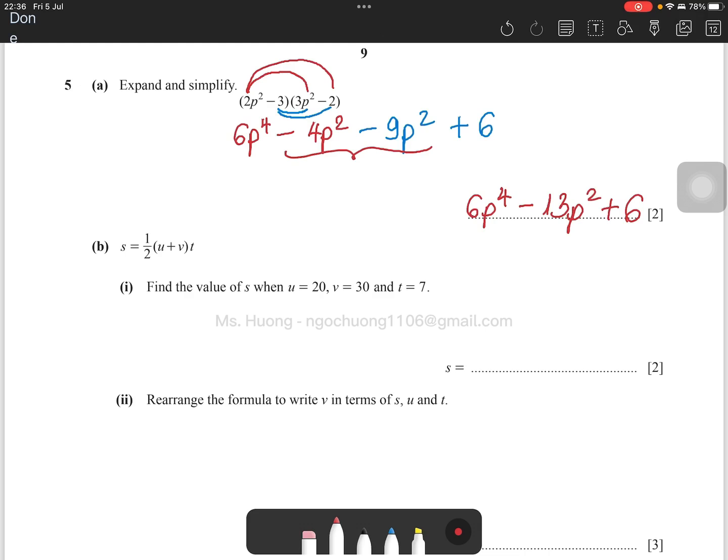B. s equals 1/2 of (u plus v) in brackets times t. Find the value of s when we have the values of u, v, and t. This is very simple. We just substitute everything into the formula. u is 20, v is 30, and t is 7. So the answer is 175. Next, rearrange the formula to write v in terms of s, u, and t.